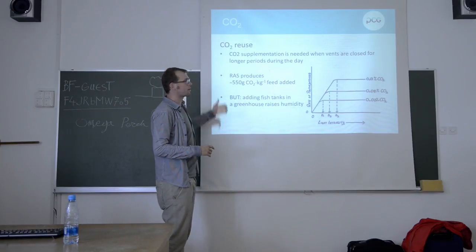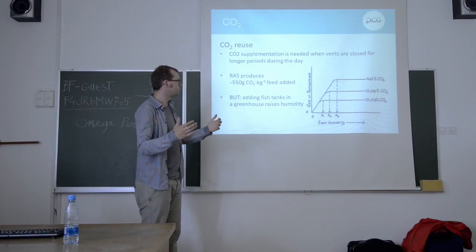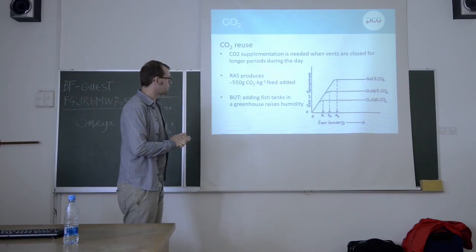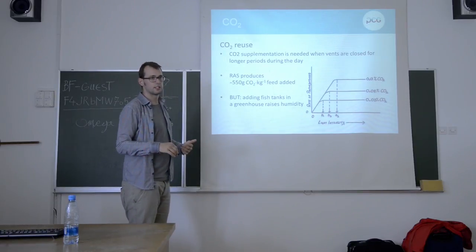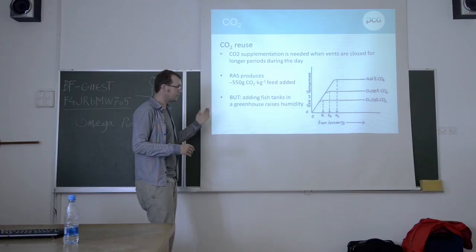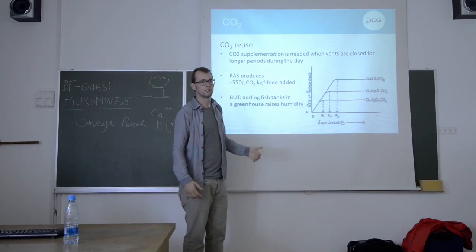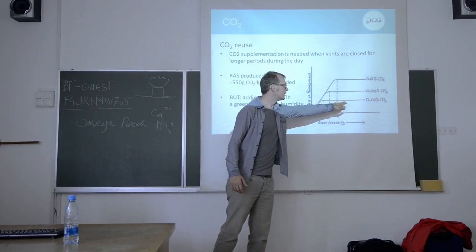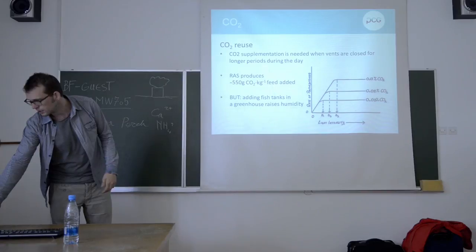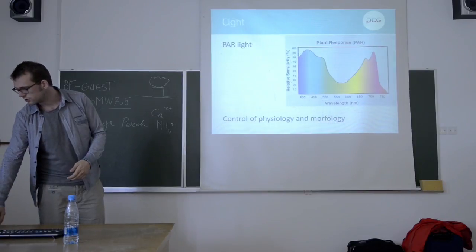You could use that carbon dioxide in your greenhouse, but keep in mind that if you put your fish tanks inside the greenhouse, you also raise the humidity, because you have evaporation of water coming from your fish tanks, and you have to get rid of the humidity, which is an energy intensive process, as I already told you. If you open the vents in the greenhouse, you will lose that extra carbon dioxide in a way, and you come back to the concentration in the atmosphere. So I don't think there's a big advantage in doing that. I just wanted to add this slide because you find some information on that in literature.